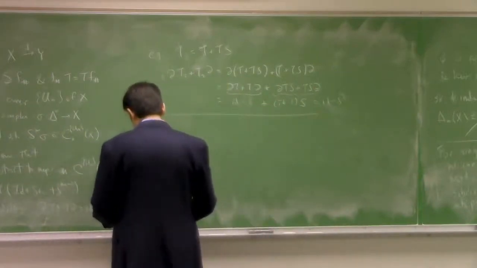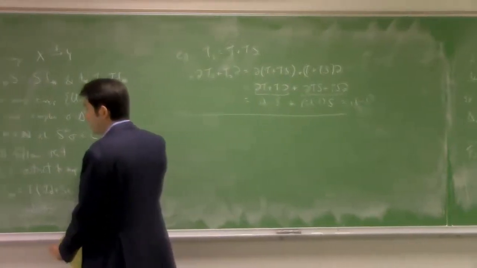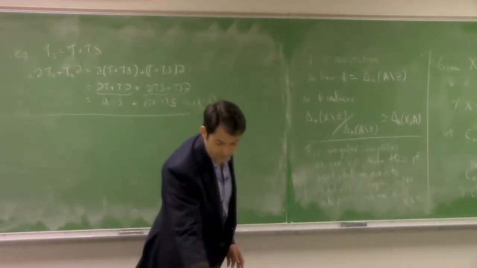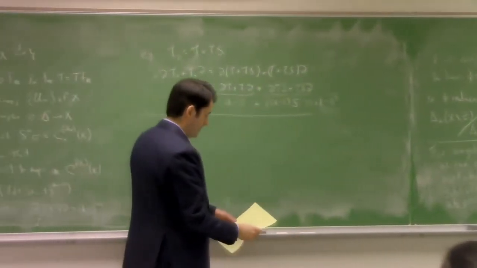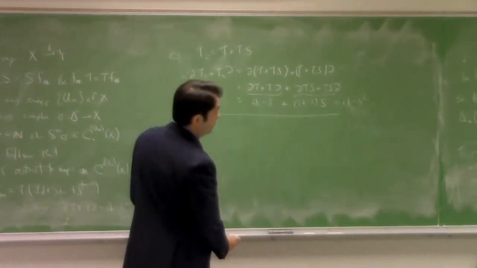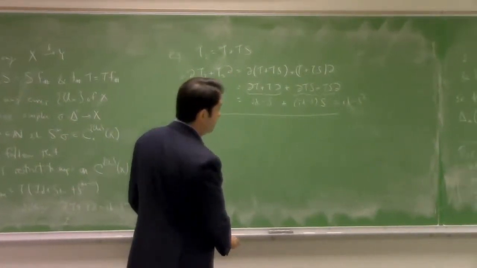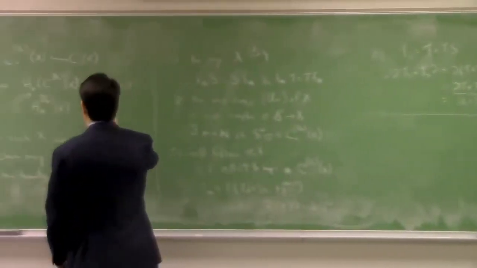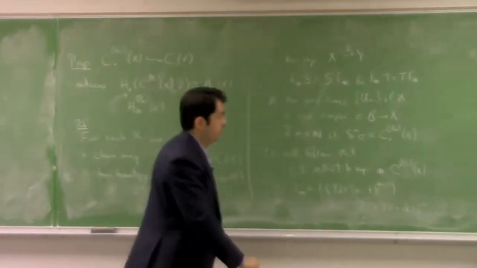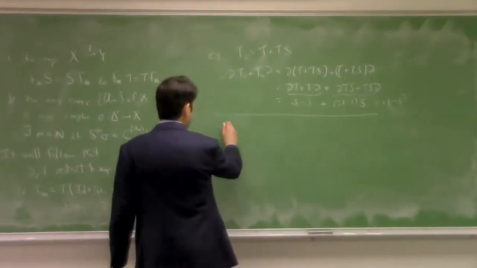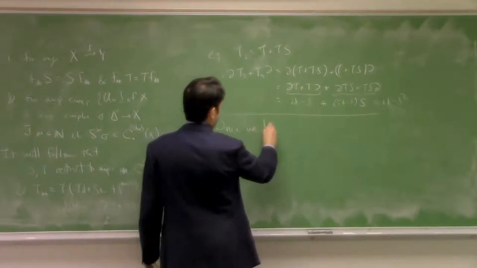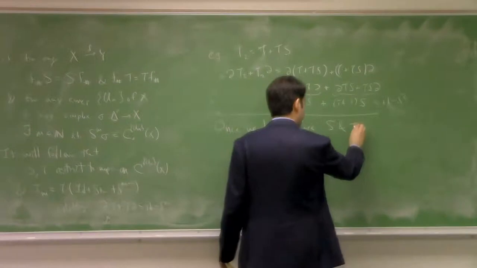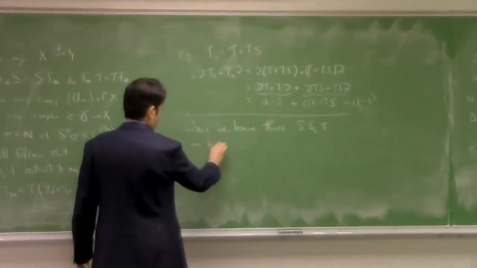Okay, so the key thing is, how do we construct these? Well, actually, before we do that, let's check that if we can do this, then we can prove the proposition. Okay? So once we have these S and T, we have the proposition.